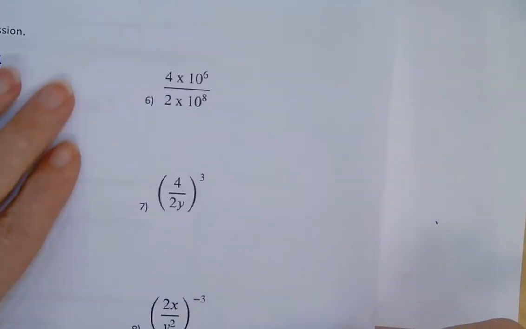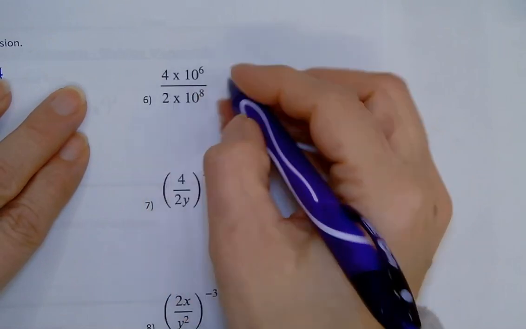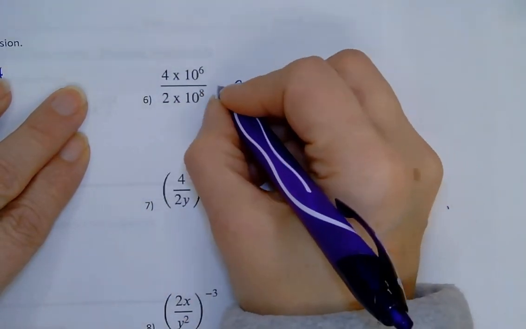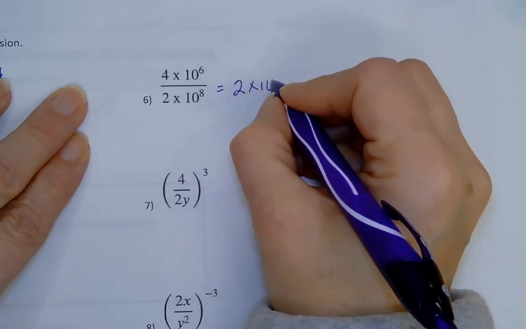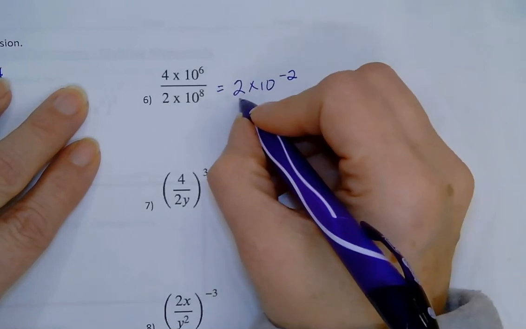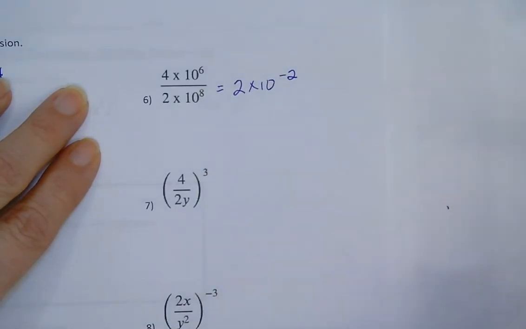We are moving on to number 6. Again, scientific notation. So I'm going to say that I have 4 divided by 2 is 2, times 10 to the 6 minus 8 is negative 2. Okay, I double check and make sure my first factor is between 1 and 10, and it is.